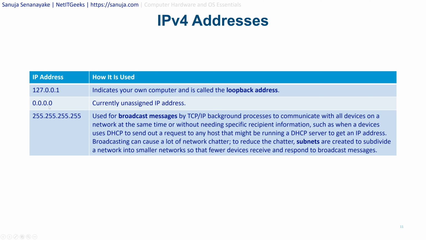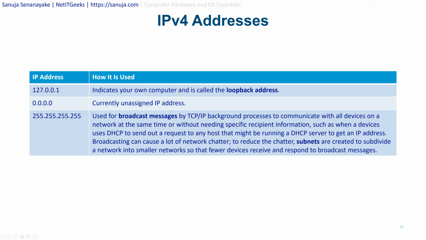The 0.0.0.0 is also a reserved IP address, which is currently unassigned by IANA, so it has been reserved. And the other one is 255.255.255.255, which is also known as the broadcast address, used for broadcast messages by the TCP/IP background processes to communicate with all devices on a network at the same time, without needing specific recipient information, such as when a device uses DHCP to send out a request to any host that might be running a DHCP server to get an IP address.